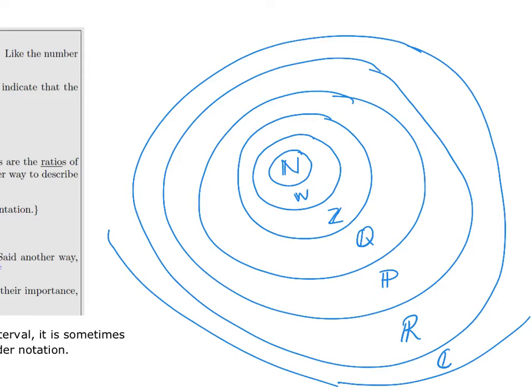And every time I go in, I have to be careful, because I can't say a complex number is a real number. Going that way may or may not be true, but coming out is always true. So this is always true, and going inwards may not be true.